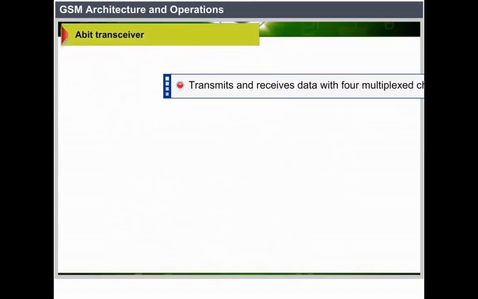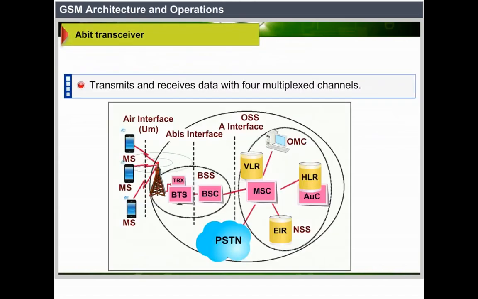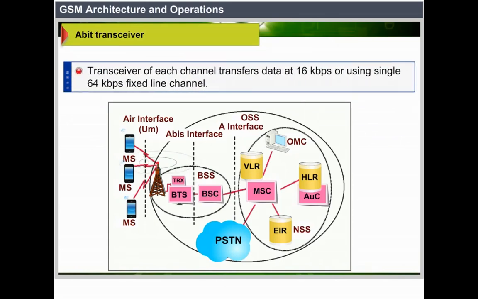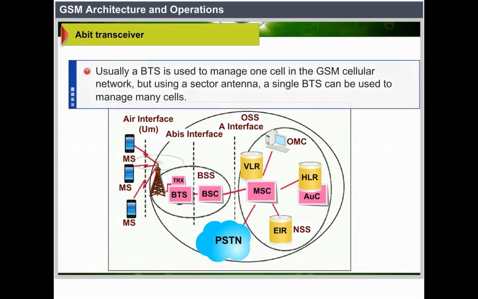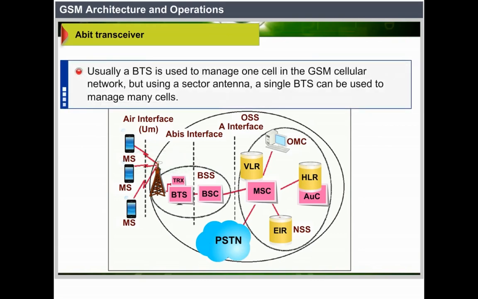The Abis transceiver transmits and receives data with 4 multiplex channels. The transceiver of each channel transfers data at 16 kbps, or using a single 64 kbps fixed line channel. A BTS is used to manage one cell in the GSM cellular network, but using a sectorized antenna, a single BTS can be used to manage many cells.